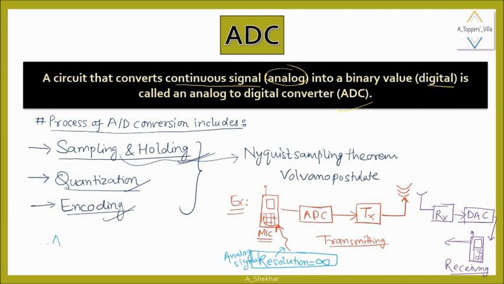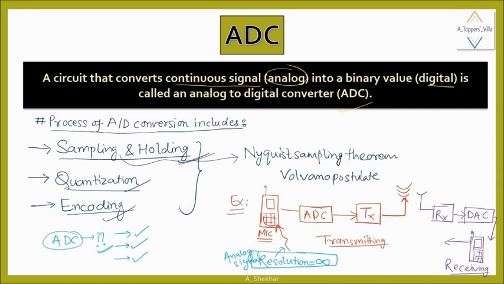One question arises now: why is there a need for analog to digital conversion? What is the problem in analog signals? A few points you can consider: analog signals are susceptible to noise. It is difficult to process signals in the analog domain, and also it is difficult to store signals in the analog domain.